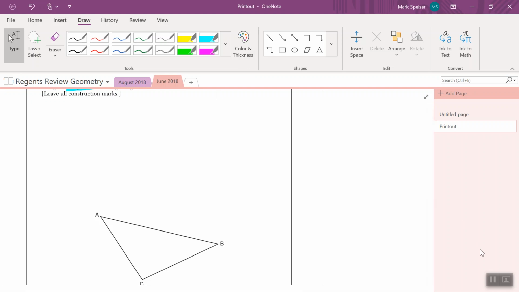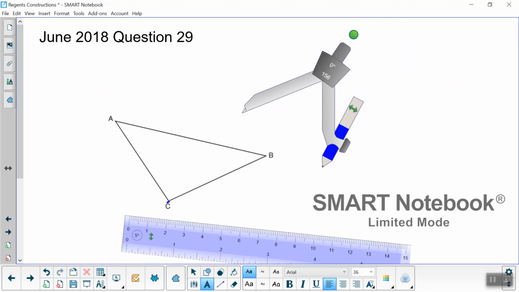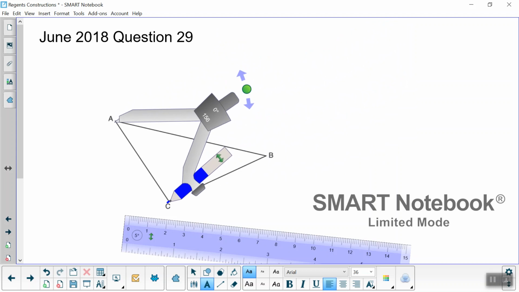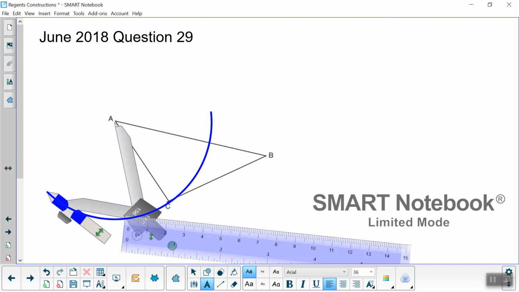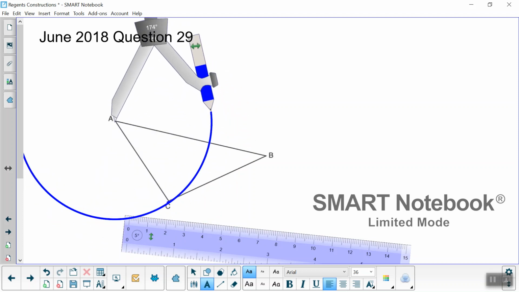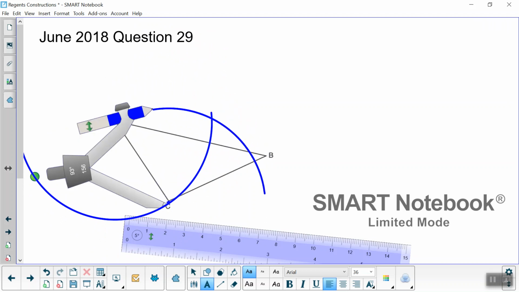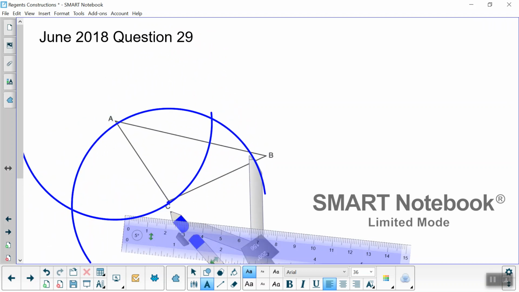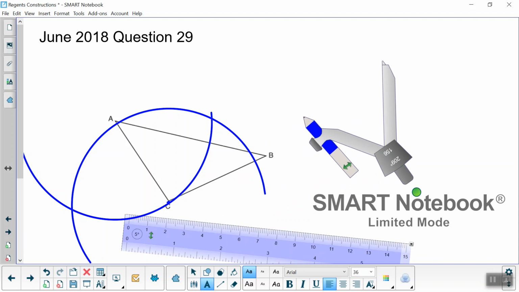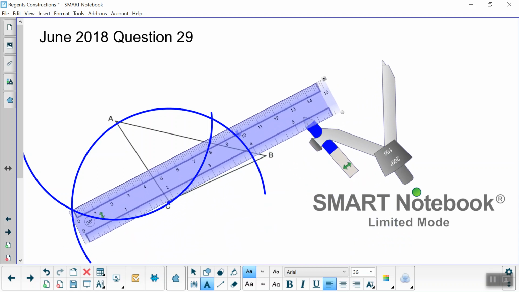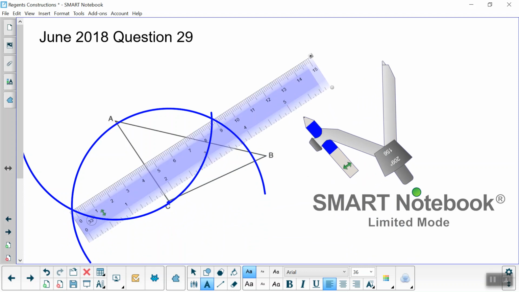Okay, so you take your compass, put it on point A, open it to point C, and make an arc above and an arc below. Swing the compass, move it to point C, and do the same, an arc above and an arc below. So you get this eyeball shape. Take your ruler, line it up at the bottom of the eyeball shape, line it up at the top, and draw a line. I'm doing this line in blue. It's a line just to find the midpoint.